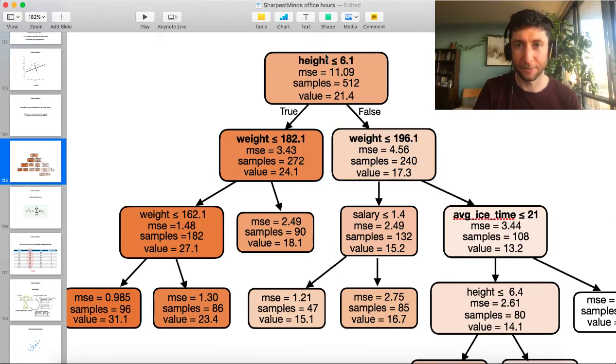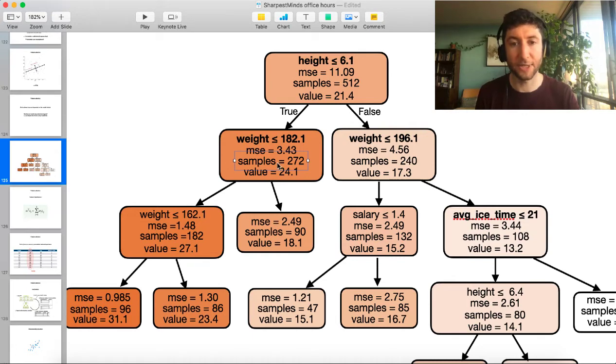If the hockey player has a height that's less than 6.1 feet, he ends up in this bucket. If not, he ends up in this bucket. Okay, first thing we've got to do is check our math to see if this makes sense. You'll notice these buckets have all of the same variables in them. They all have MSE, samples, and value.